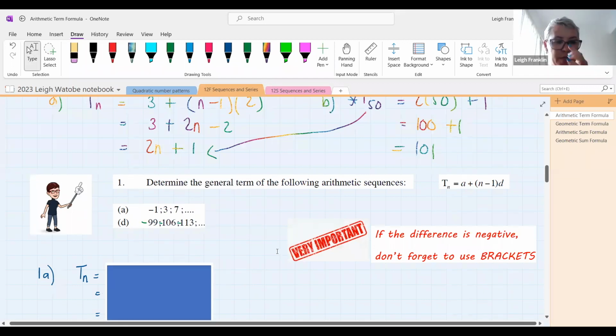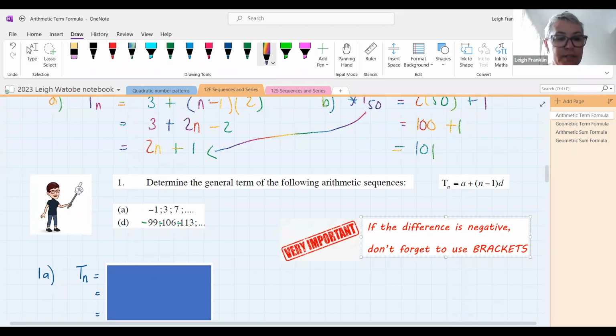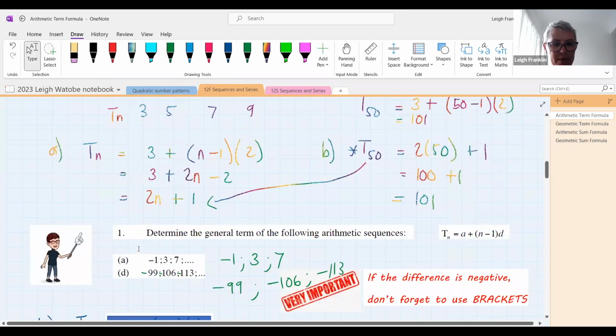So what I wanted to do here was give you guys an opportunity to try this. You don't have to do both of them, you just have to do one of them. To make the one a little bit more challenging, I've put a negative in here. So the first pattern is -1, 3, 7. And the second pattern is -99, -106, -113.